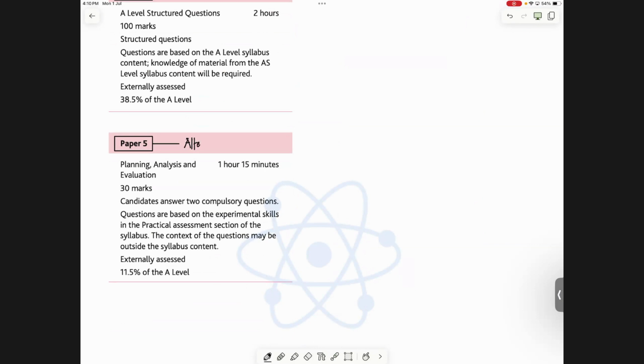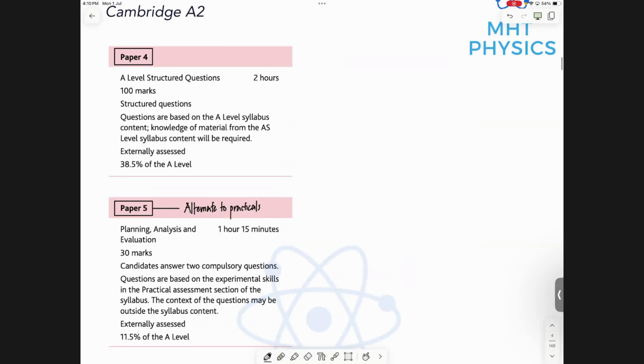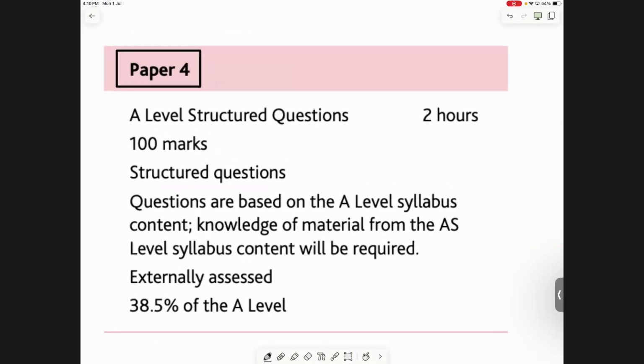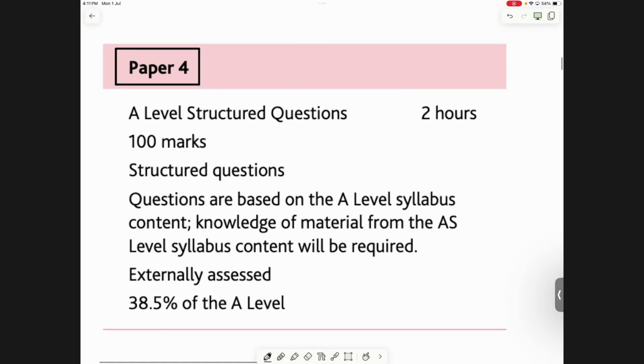It's the alternative to practicals. Okay, so you don't have practicals anymore, but you have a paper that's called the alternative to practicals, right? So yeah, paper 5 and paper 4. In terms of mark distribution and percentage of your examination, if you just do well in paper 4, you can get an A. So paper 5 is actually, I would say, redundant in the overall picture. Paper 5 is a useless paper. Even if you do well in paper 5, it doesn't really improve your grade. If you do badly as well, it doesn't really worsen your grade.